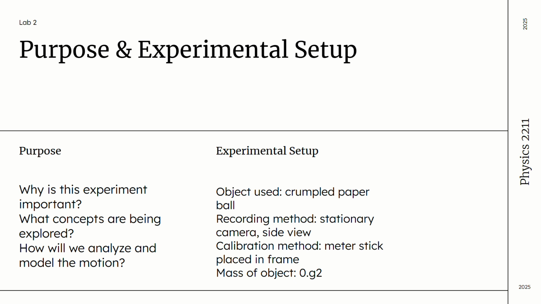And so what we used was a crumpled up piece of paper, and we threw it with a meter stick in the background of the video, and then we put it in Tracker. Or actually, I explained that somewhere else. But it was about, oh, I switched the 2 and the G. Well, it was about 0.2 grams.